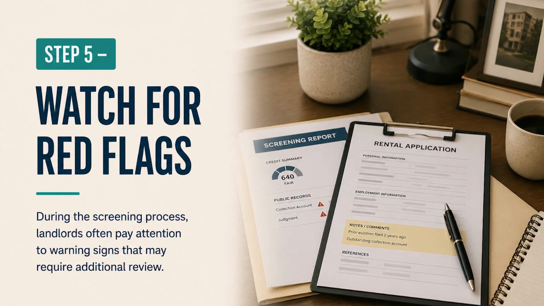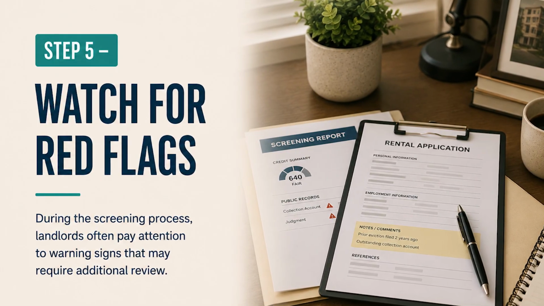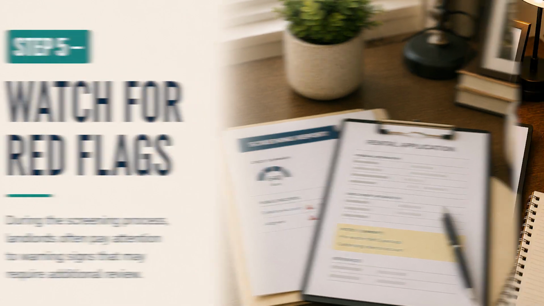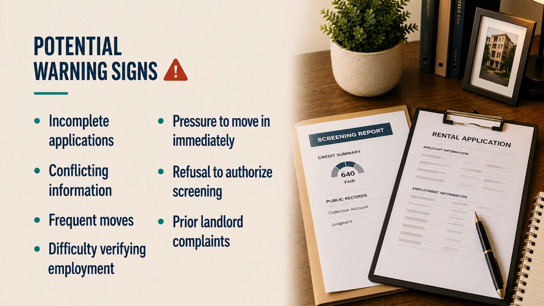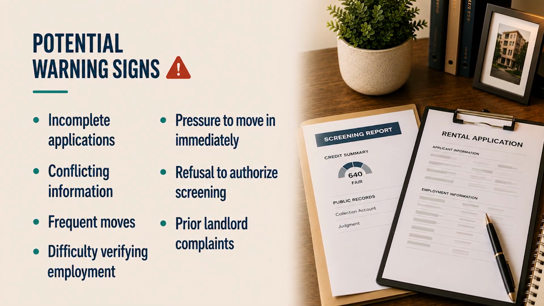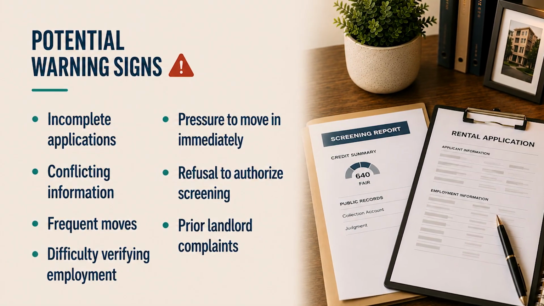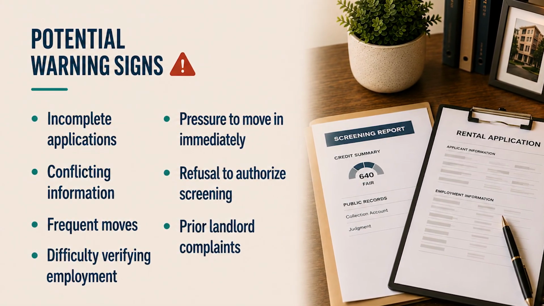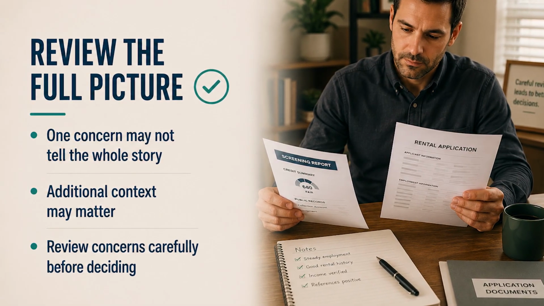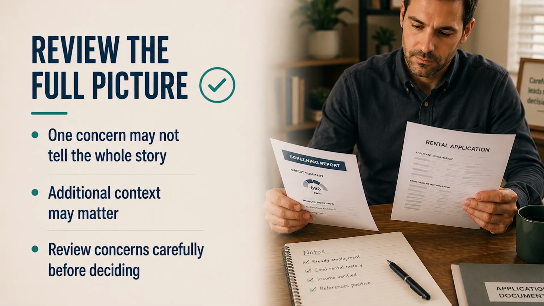Now, the next step involves landlords being vigilant by watching out for red flags, because during the screening process, it's important to pay attention to warning signs that may require additional review. Some examples include incomplete applications, conflicting information, frequent moves, difficulty verifying employment, pressure to move in immediately, refusal to authorize screening, and prior landlord complaints. One issue alone does not automatically mean an applicant should not be considered, but landlords generally want to review concerns carefully before making a final decision.